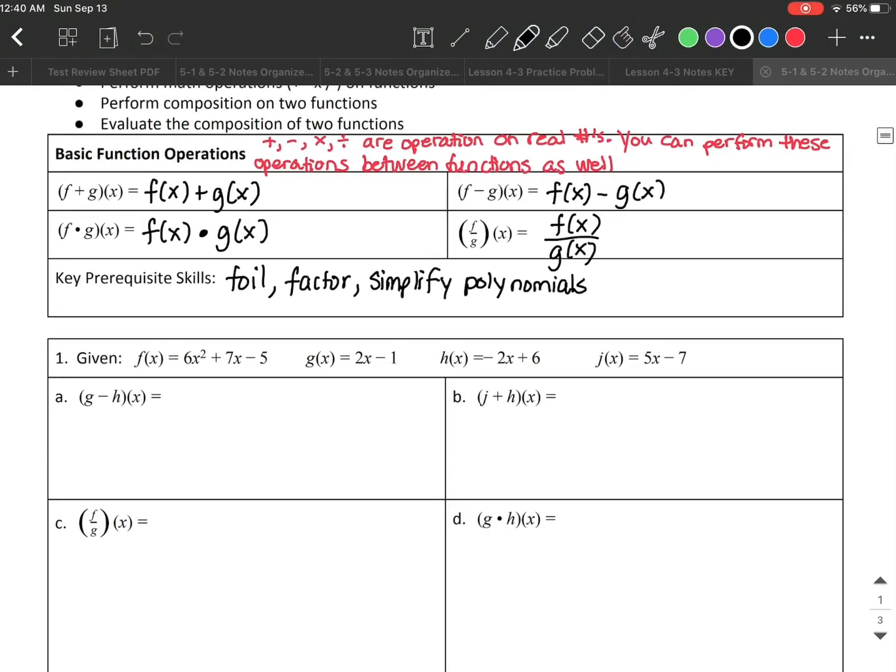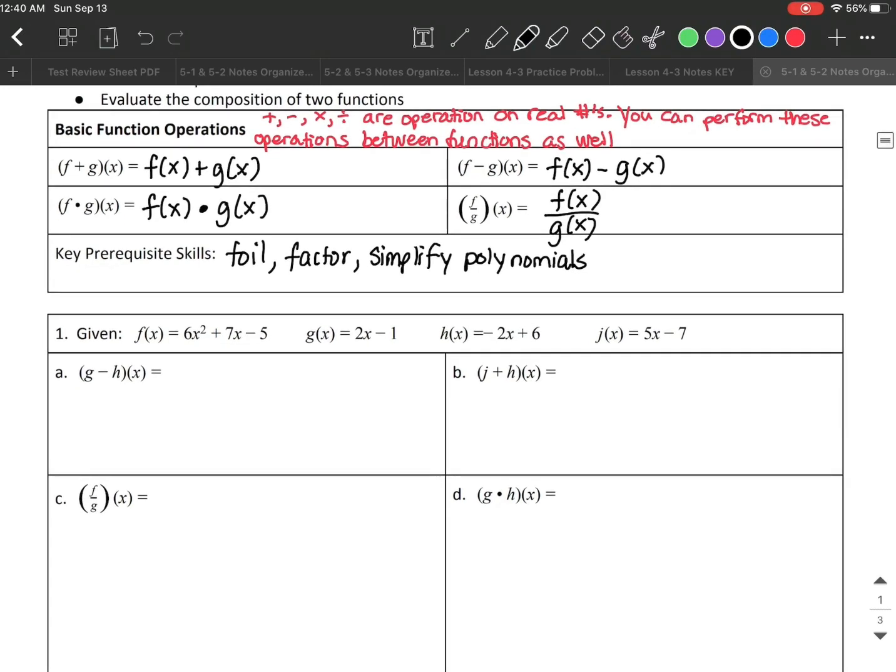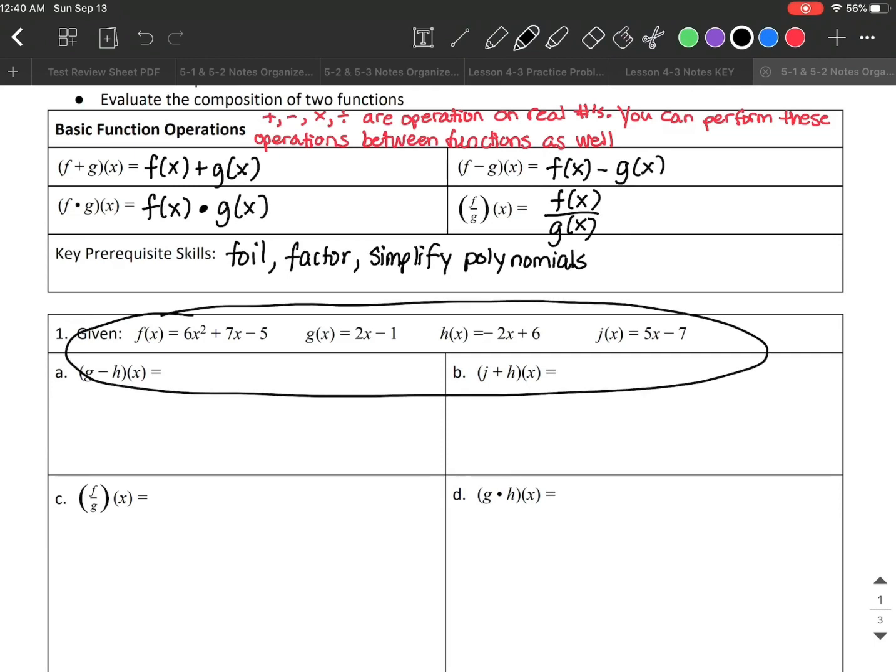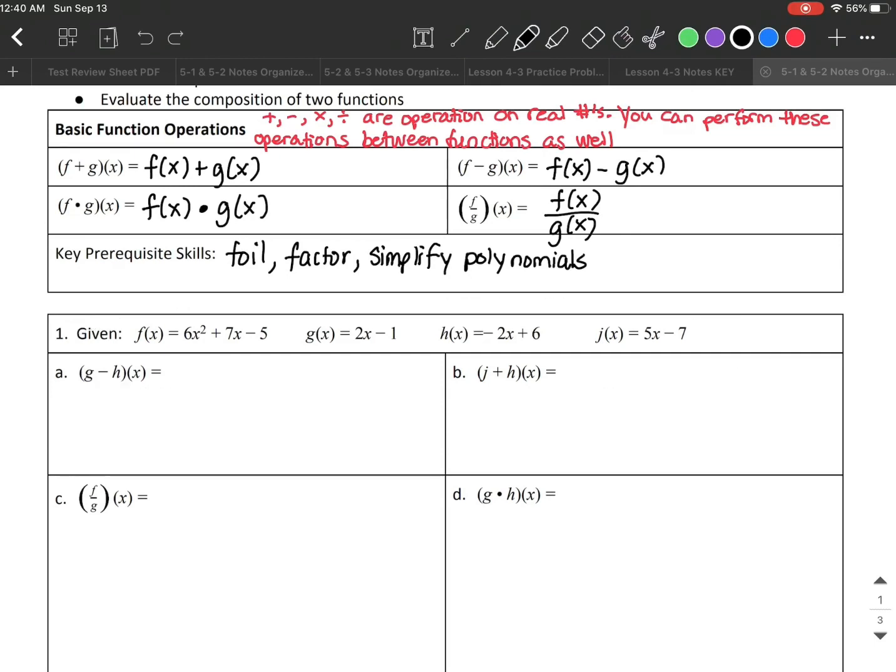All right, so an example of doing these basic operations, we're given these 4 functions here. So f of x, g of x, h of x, and j of x. I'm going to color code them because I like to color code everything. So f of x is 6x squared plus 7x minus 5. G of x is 2x minus 1. H of x is negative 2x plus 6. And then j of x is 5x minus 7.